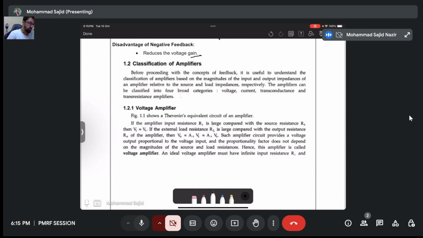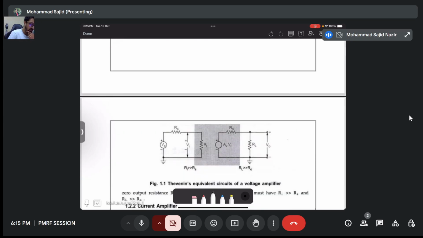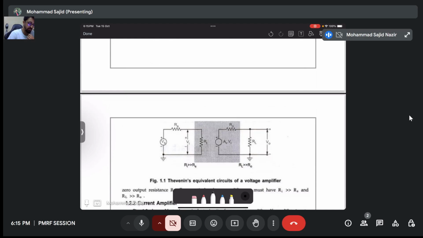So let's first discuss what a voltage amplifier is. This is a typical circuit of a voltage amplifier. We have voltage as the input and we take the voltage as the output. What is desired is that the source voltage Vs should get solely applied, or we can say the whole source voltage should get applied at the input of the amplifier, and at the output the whole voltage should get applied at the load resistance, such that V0 is directly equivalent to A times Vs. So this is our goal.